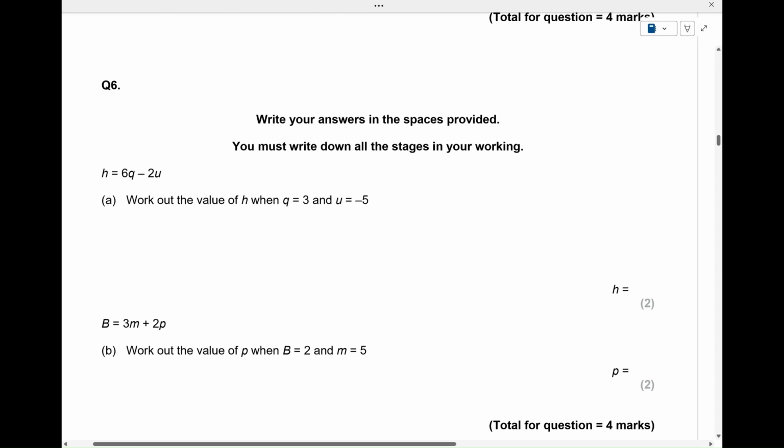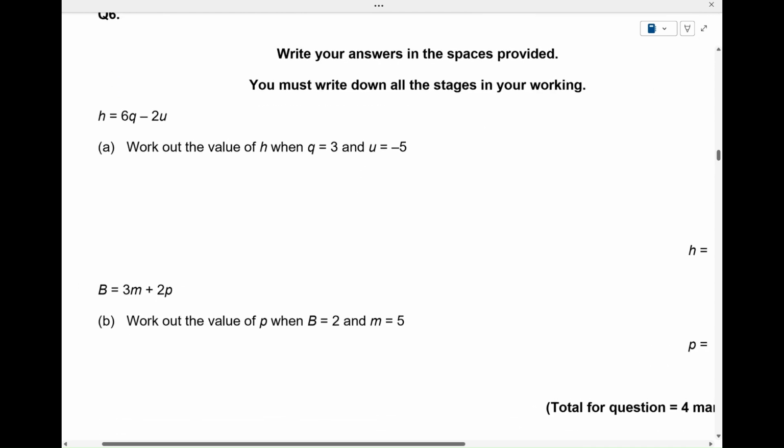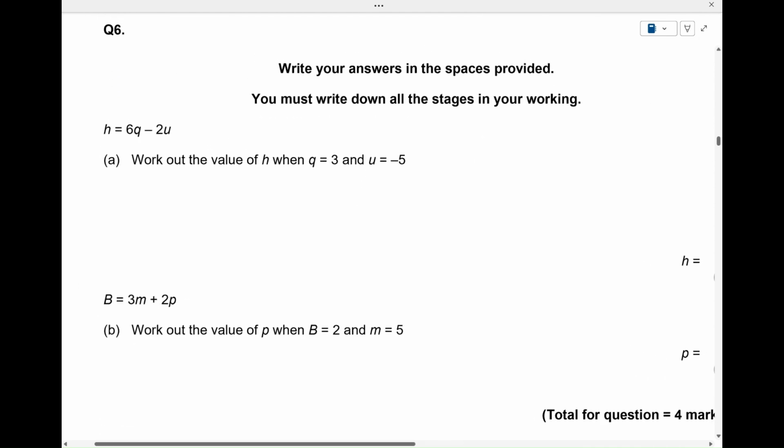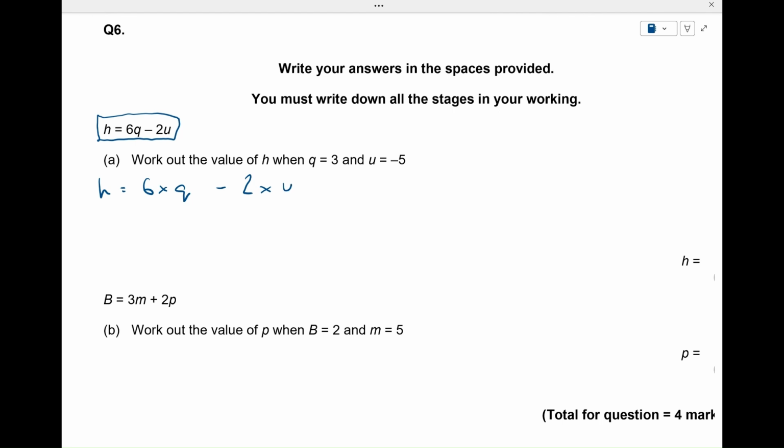Question 6. Right. Here I've got a formula for h. It tells me that h is equal to 6 times q minus 2 times u. Work out the value of h when q equals 3 and u equals minus 5. So h is going to be 6 times q, 6 times 3, minus 2 times u, which is minus 5.